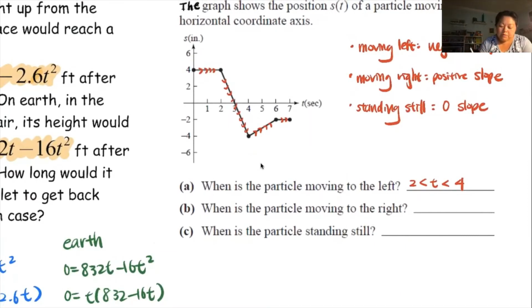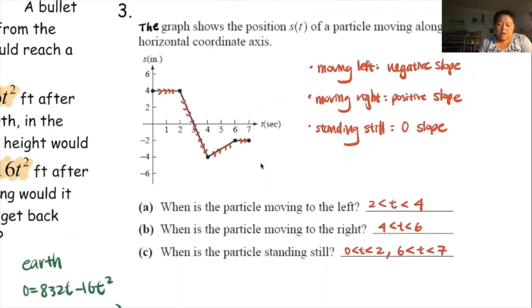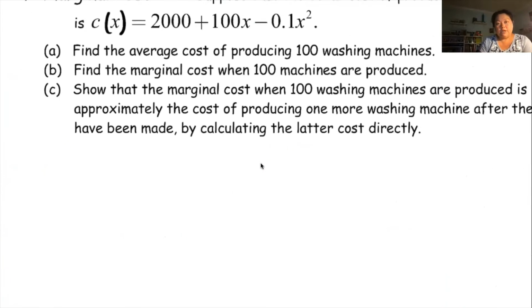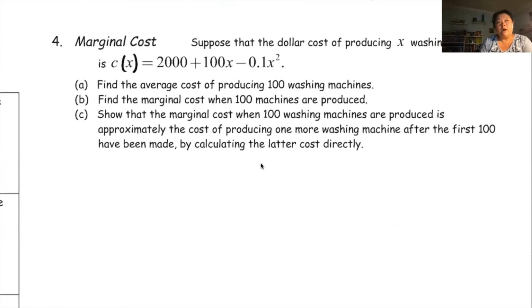When is the particle moving to the right? Well, between 4 and 6, right? When was the particle standing still? Well, at the beginning, up till 2, and then again, picking up at 6, going to 7, okay? None of these are inclusive because at the ends, we don't know what's happening there, right? So the particle is pausing. So when you really want to talk about it, you want these endpoints not to be included in your intervals, okay?